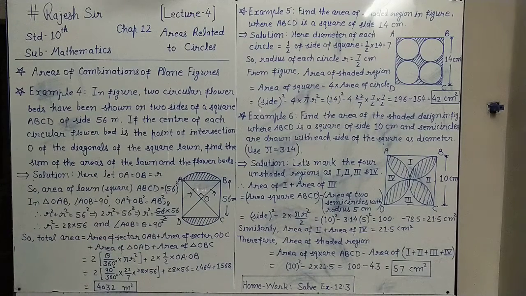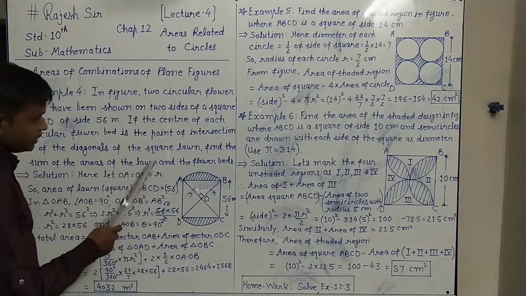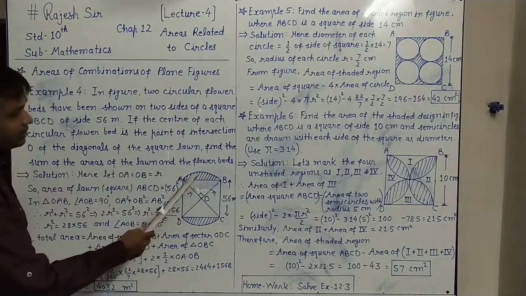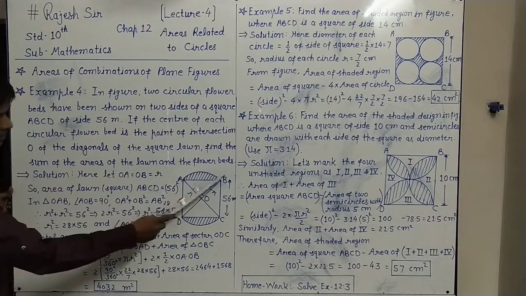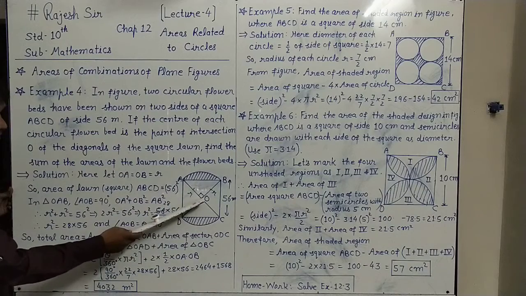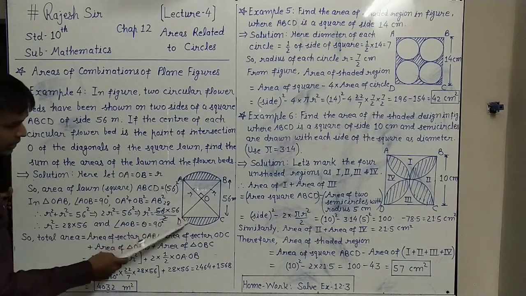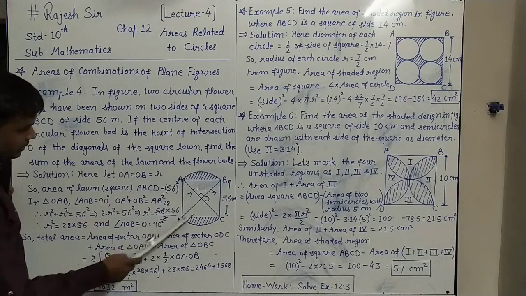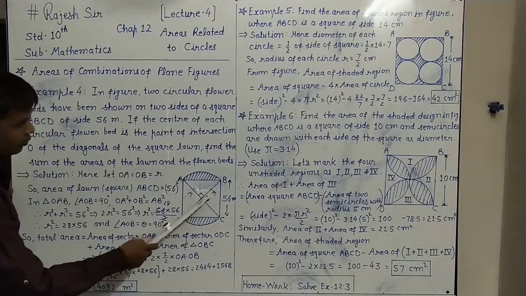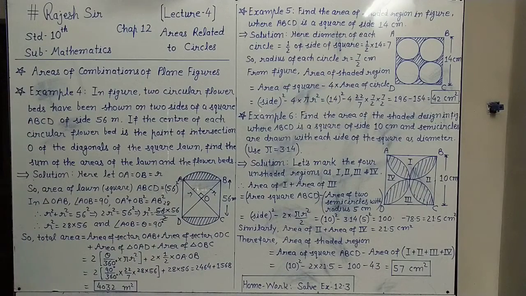So the total area that we want is the sum of the areas of the lawn, that is the square shape, and the flower beds, that is the segment shape. So the total area equals the area of the sector OAB plus the area of sector ODC, plus the area of triangle AOD plus the area of triangle OBC. So everything comes.